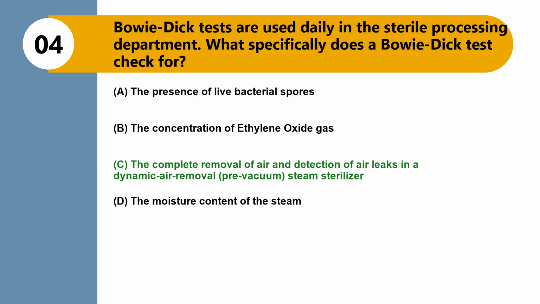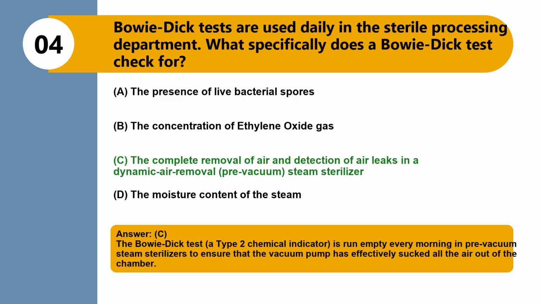The correct answer is option C. The complete removal of air and detection of air leaks in a dynamic air removal, pre-vacuum, steam sterilizer. The Bowie-Dick test, a type 2 chemical indicator, is run empty every morning in pre-vacuum steam sterilizers to ensure that the vacuum pump has effectively sucked all the air out of the chamber.